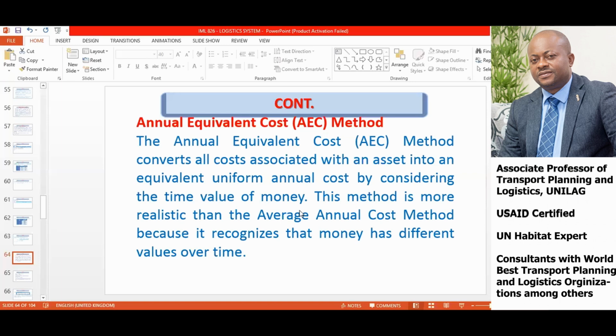Historically, this method was developed to cover the gap that was established in the annual average costs. The annual average cost method doesn't consider whether there is inflation or whether money has different values over time. But that is what the annual equivalent cost has come to do. And that is why it has prerequisites. For example, look at this slide.